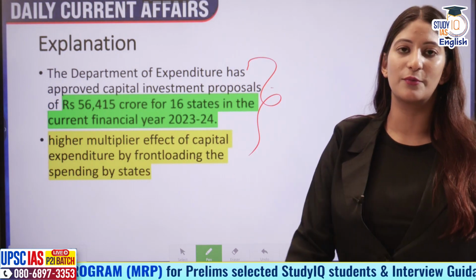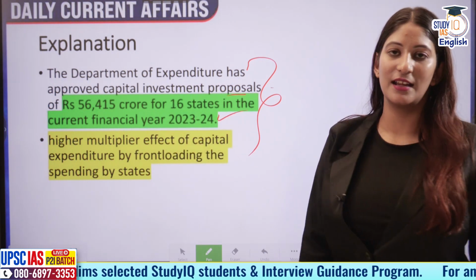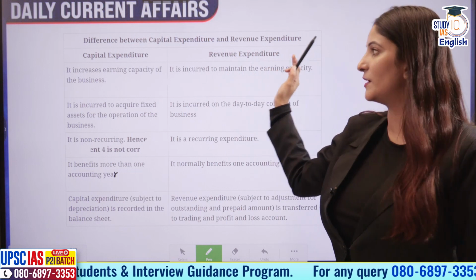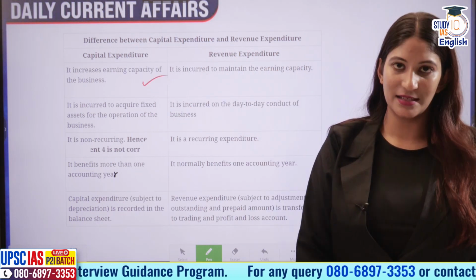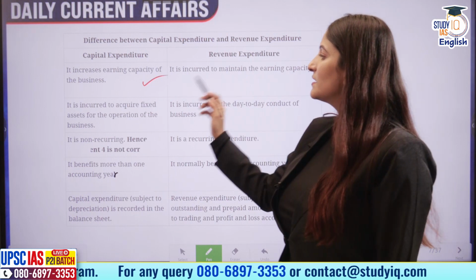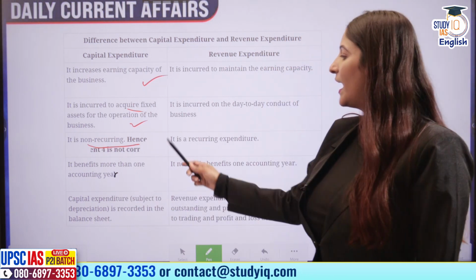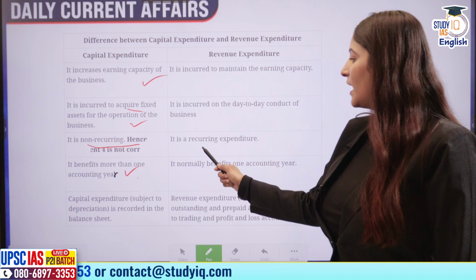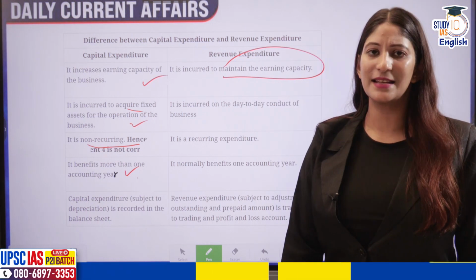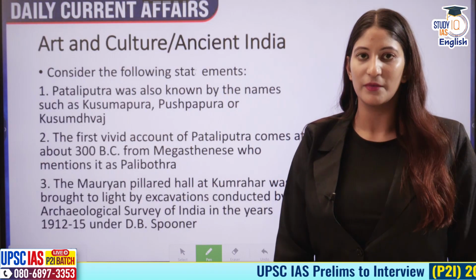The Department of Expenditure has approved capital investment proposals of this much amount for 16 states in the fiscal year 2023-24, and this is the basic difference between capital expenditure and revenue expenditure. Capital expenditure increases the earning capacity of my business because I'm doing asset creation, which will help me in earning more. It is incurred to acquire fixed assets for operation of the business. It is a non-recurring expenditure and it benefits more than one accounting year. Revenue expenditure is incurred to maintain the earning capacity, such as paying rent and salaries. It is incurred on the day-to-day conduct of a business and it's a recurring one. It normally benefits one accounting year. So I hope you understood it.